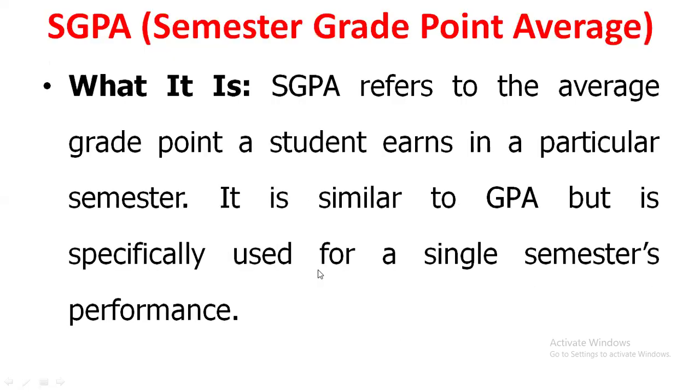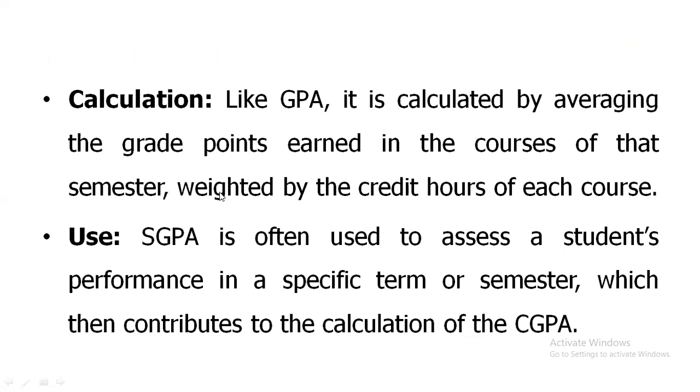SGPA refers to the average grade points in a particular semester. It is similar to GPA, but it is specially used for single semester performance. Calculation: like GPA, it is calculated by averaging the grade points in the courses of that semester, weighted by the credit hours of each course. SGPA is often used to assess a student's performance in a specific term or semester, which then contributes to the calculation of CGPA.